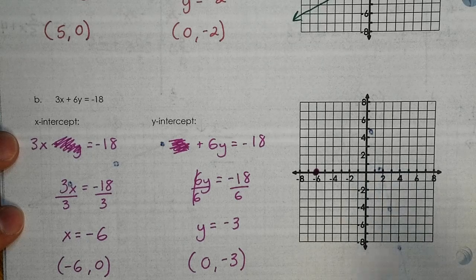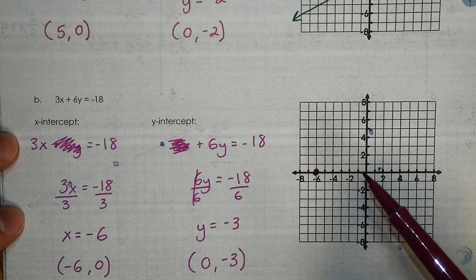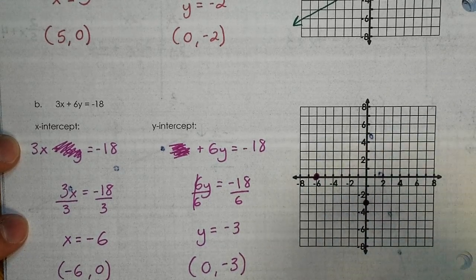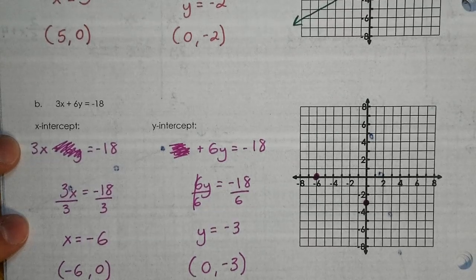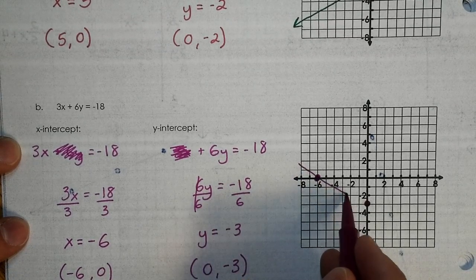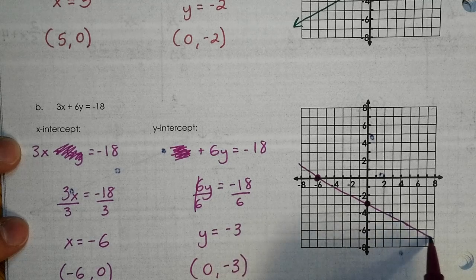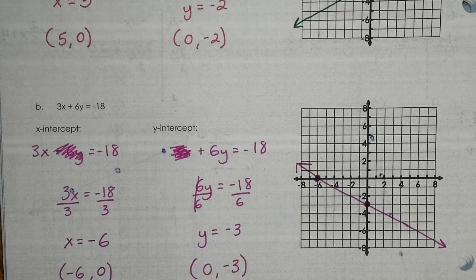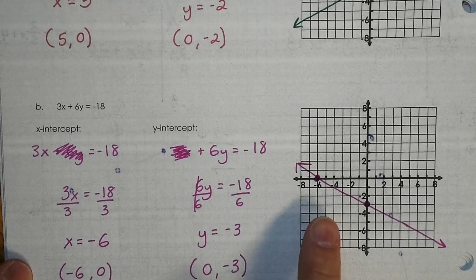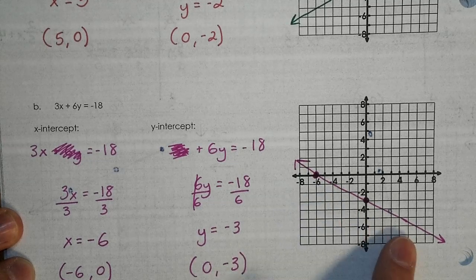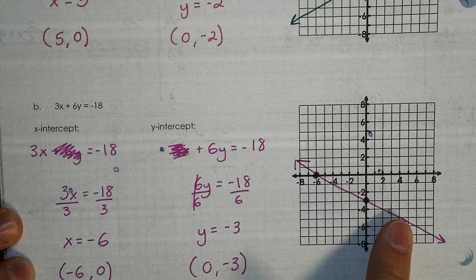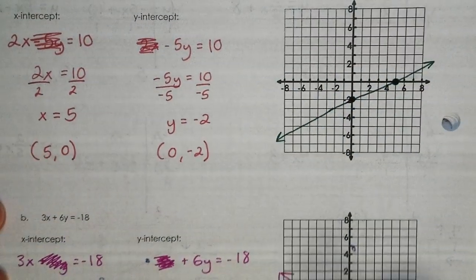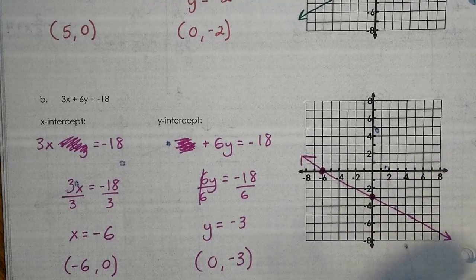What about my y-intercept? Go down to negative 3. Excellent. Now what do I do? Just draw a line. And that's what we did. We drew a line. Tell me, what kind of slope is this going to be? A negative slope. It's going down. What kind of slope is this going to be? Positive, because it's going up. Excellent job.